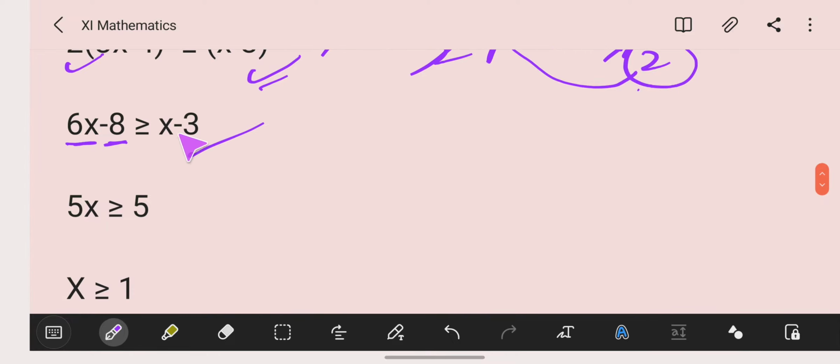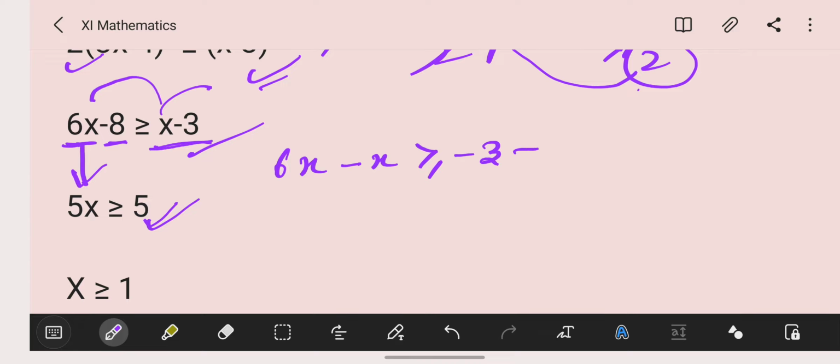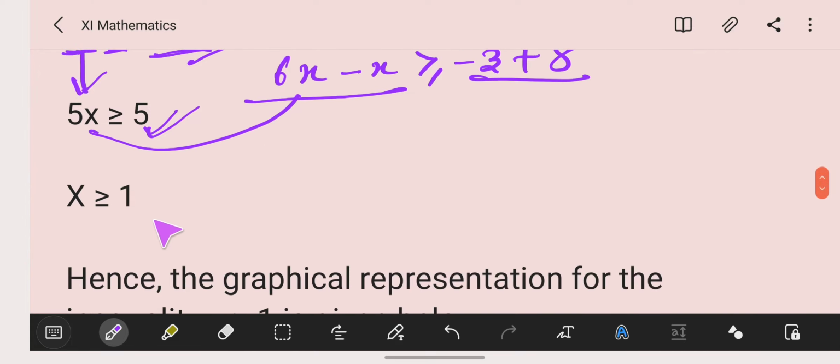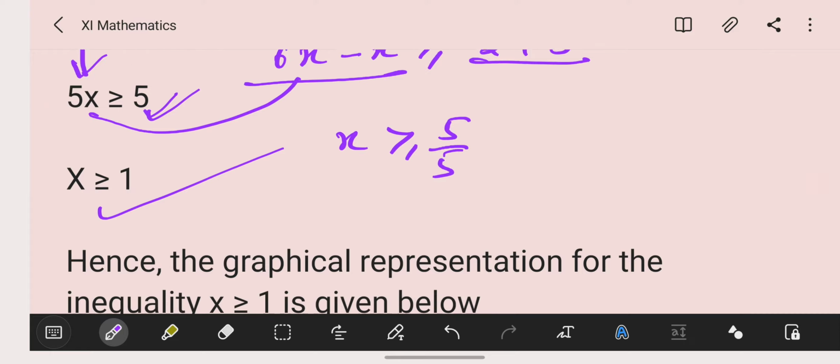Now as per the rule, you can transpose the variable x to the left hand side, or by the long method you can keep adding and subtracting to remove the right hand side part. If you subtract x from both sides, you get 6x minus x as 5x, and from the right side the x goes off, becoming minus 3. Now we have to remove the minus 8, so we'll do plus 8 on both sides. Either way, that becomes 5x more than or equal to minus 3 plus 8, which is 5. So dividing by 5, x is more than or equal to 5 by 5, which is x more than or equal to 1.